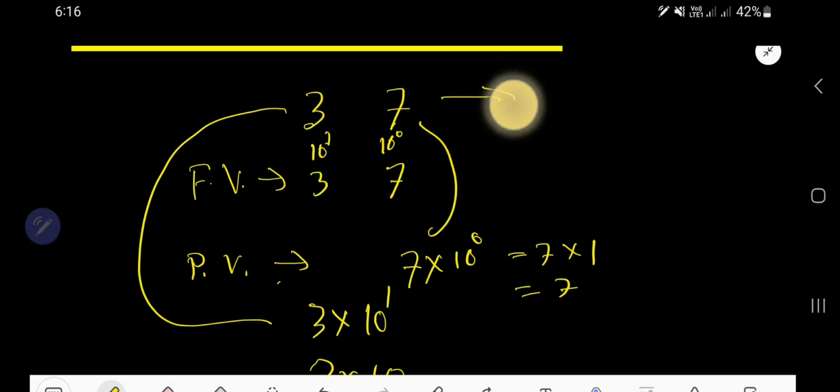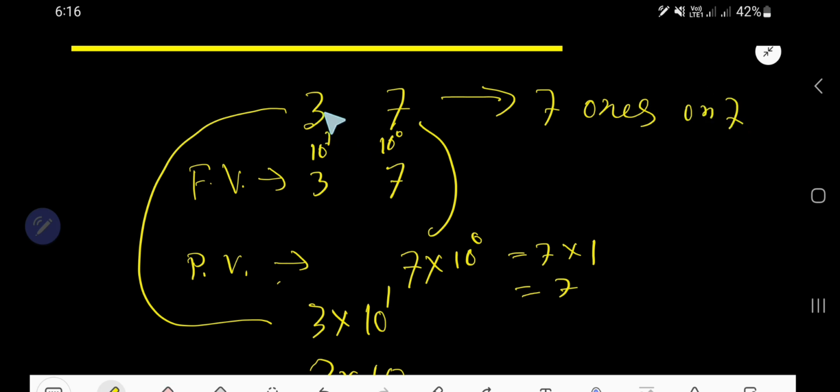The place value of 7 is 7 ones or 7. The place value of 3 is 3 tens or 30.